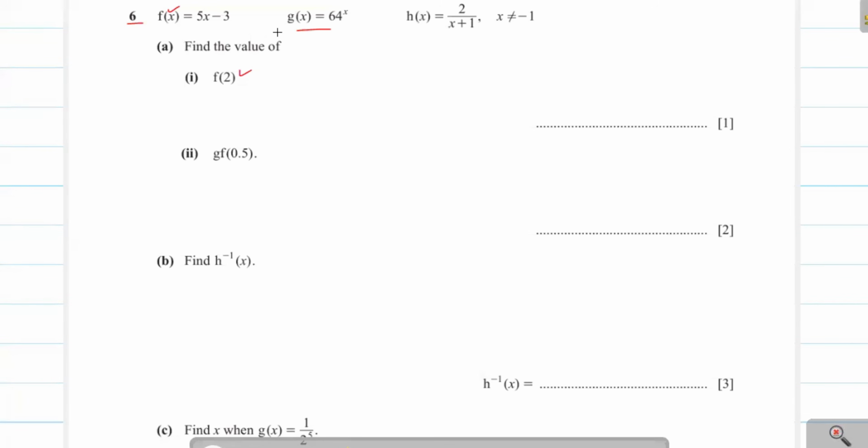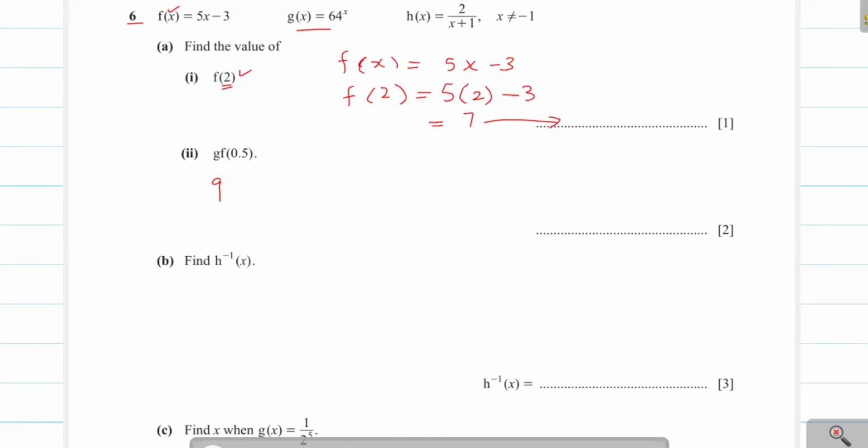Question number 6, f of x equal to 5x minus 3, g of x equal to 64 power x, h of x equal to 2 over x plus 1. Now you see here the f of x equal to 5x minus 3. Now here the x is 2, therefore we write in place of x is 2, 5 into 2 minus 3, that's equal to 10 minus 3 is 7. This is the answer. Next is g of f of 0.5.